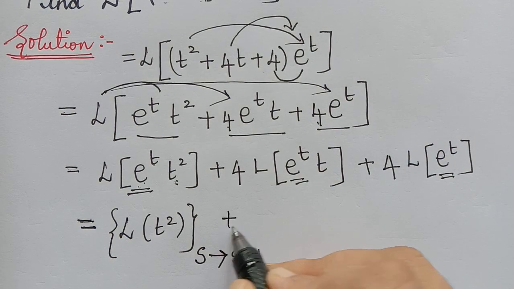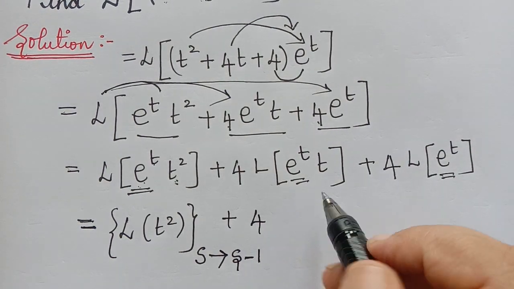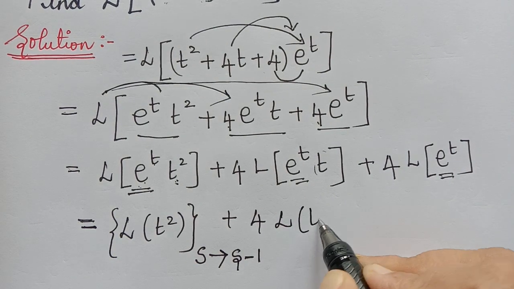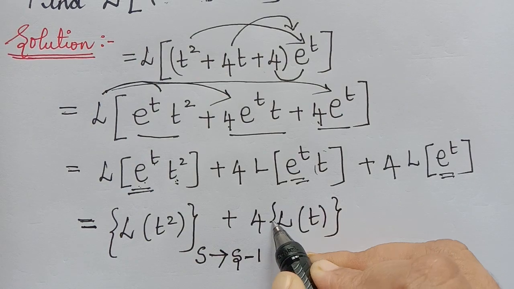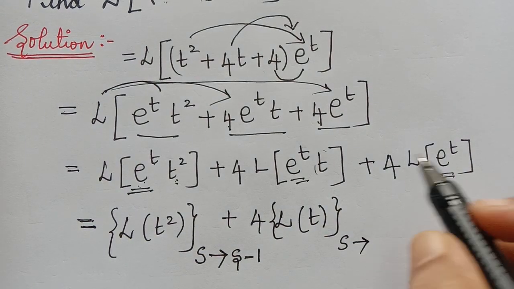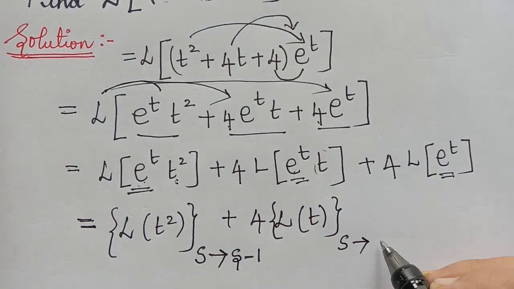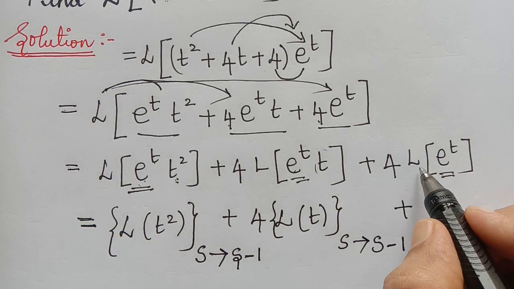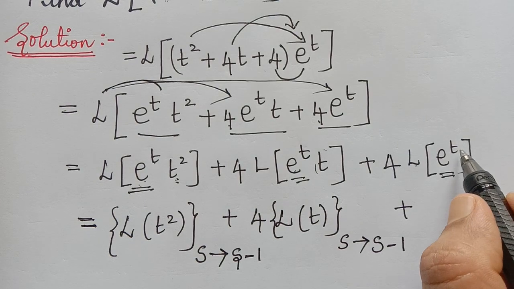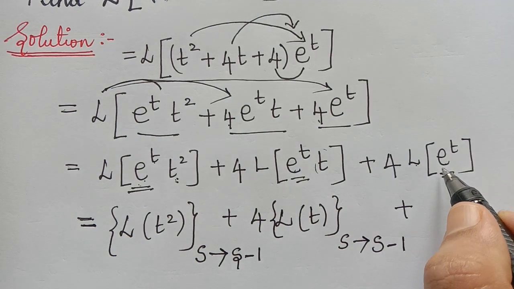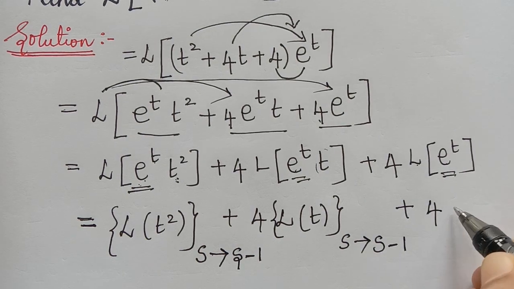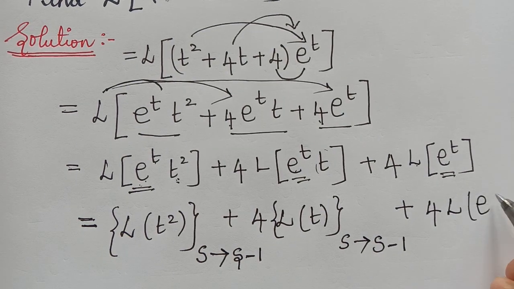So similarly, plus 4, again we have to find the Laplace transform of the other function, that is t. So Laplace transform of t, in which we have to replace s by, here also we have e to the power t, so s has to be replaced by s minus 1, plus, now if you see here we have Laplace transform of e to the power t. We already have the formula for Laplace transform of e to the power t. So as of now I am writing L of e to the power t over here.